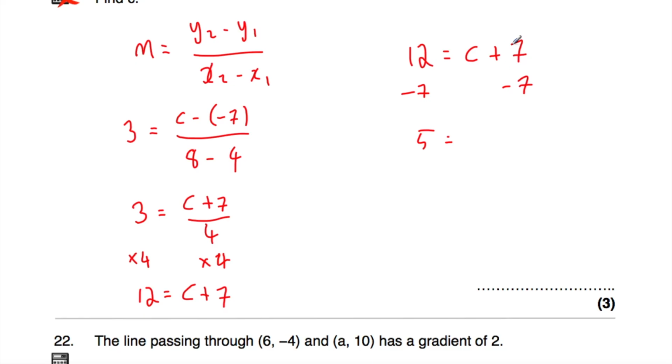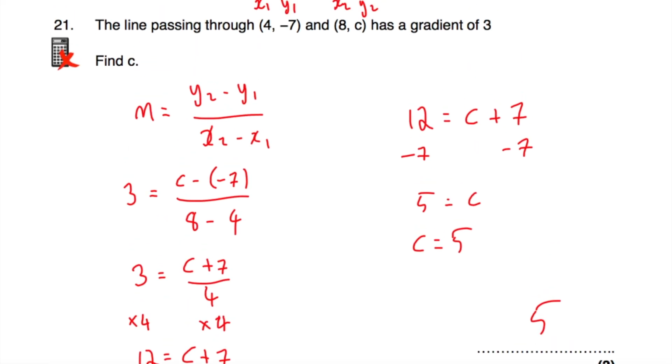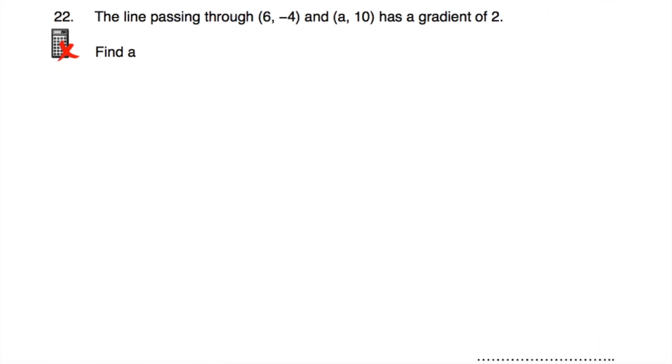We're taking away 7 to get rid of the plus 7, so we're just going to be left with c. So c is equal to 5, and that's it. Just to recap on this question, I labelled the points x1, y1 and x2, y2, and the gradient was equal to 3, so we used the formula m is equal to y2 minus y1 over x2 minus x1. We substituted in all those values, and then we just solved that equation, and we found that c was equal to 5.